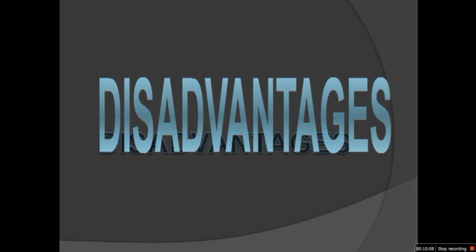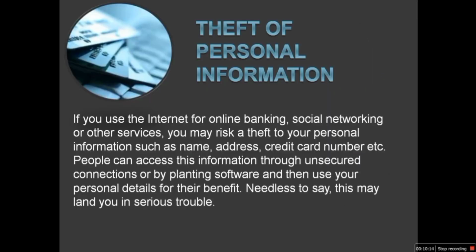Now, some of the disadvantages, that is, some of the cons of the internet. First is theft of personal information. This is the main problem with the internet. If you use the internet for online banking, social networking or other services, you may risk theft of your personal information such as your name, address, credit card number, and debit card details. People can access this information through an unsecured connection or by planting software and then use your personal details for their benefit. Needless to say, this may land you in serious trouble.